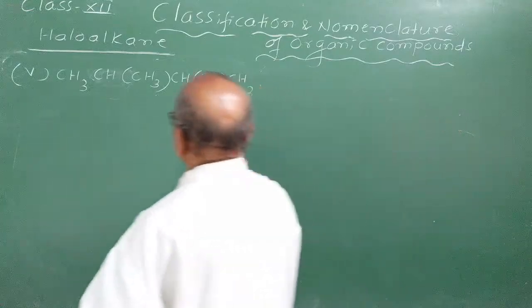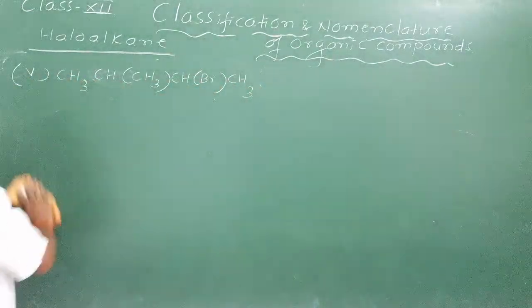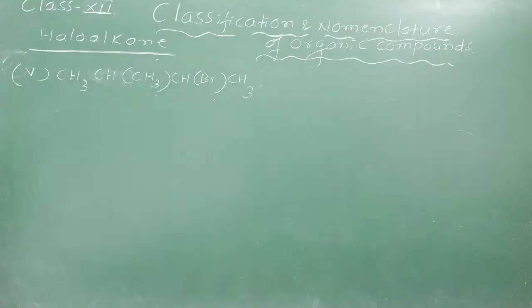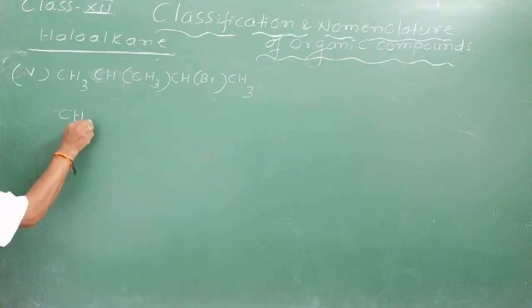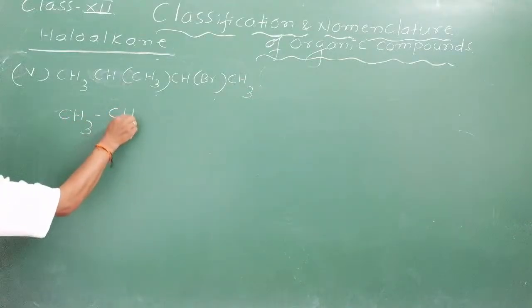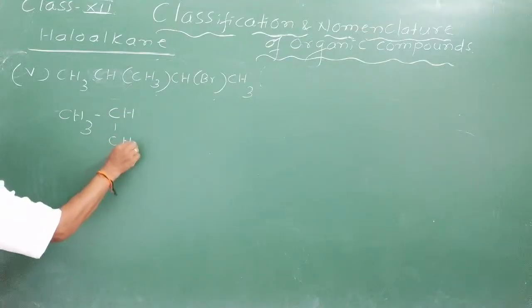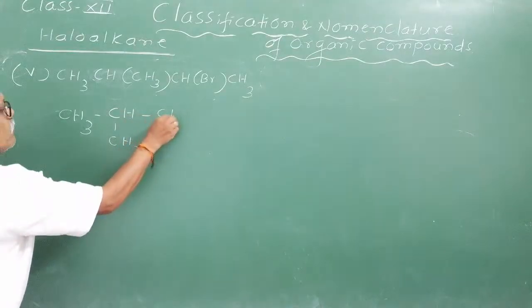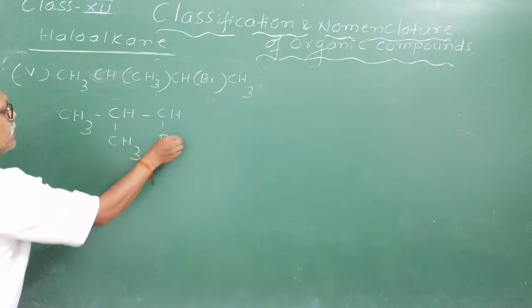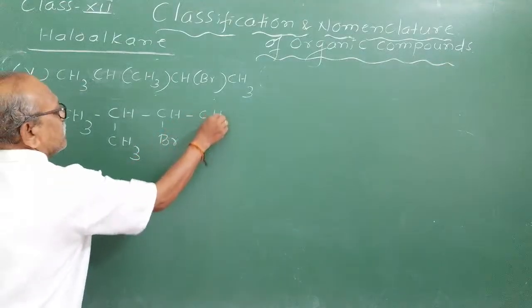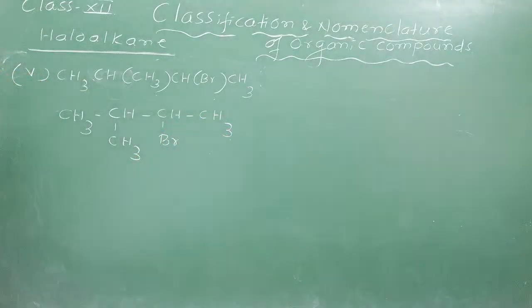Today we will complete this nomenclature, and I just wanted to show you the nomenclature first level. CH3. How do you write it so that you can write the IUPAC name properly? Then you have CHBr. Then you have CH3. Try to write the IUPAC name. It is a very simple compound.